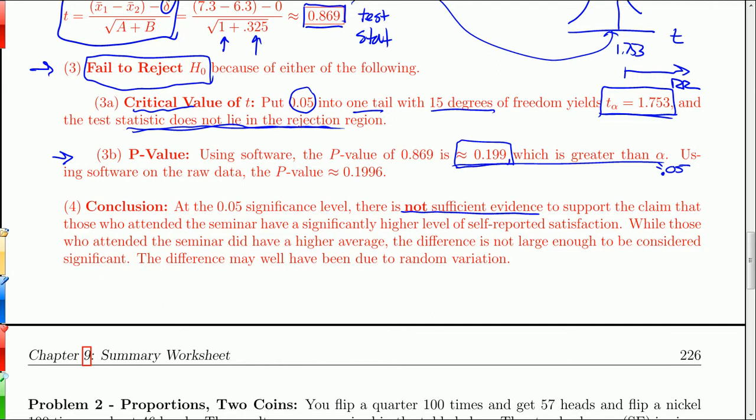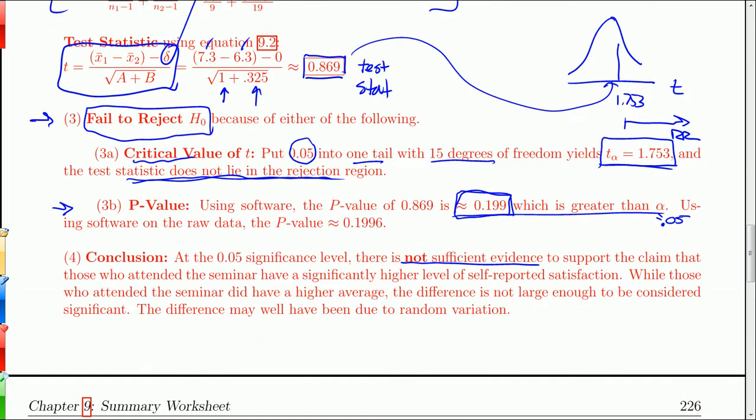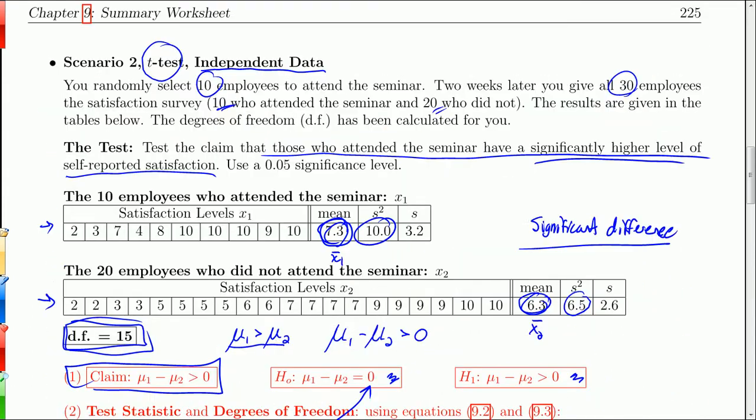And the p-value actually gives you an idea of how unusual that difference is. And here, a p-value of 0.199, that's about 20%. So you'd expect, just due to random variation, differences that large or larger 20% of the time or more. Right? So it is not a significant difference, and we cannot claim that the difference was large enough to be considered significant.